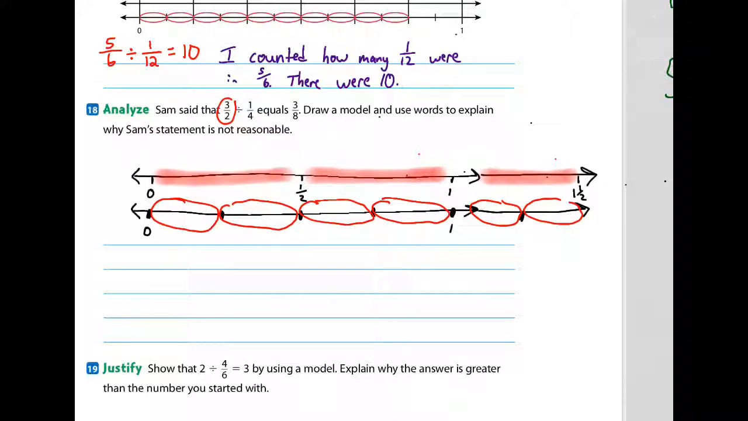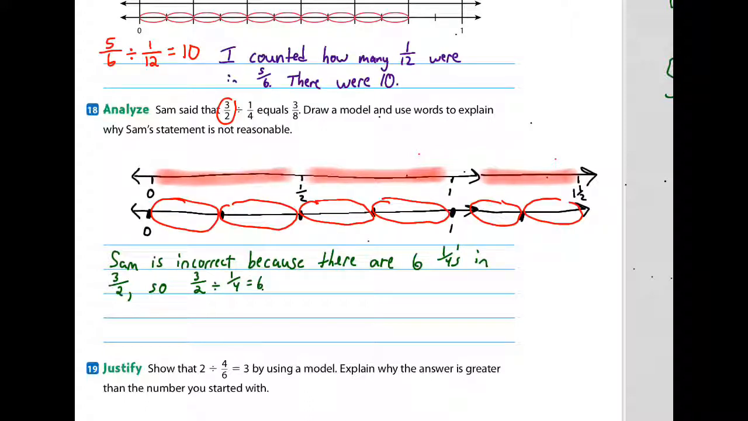I'm going to say Sam is incorrect because there are 6 1/4 in 3 halves. So 3 halves divided by 1/4 equals 6.